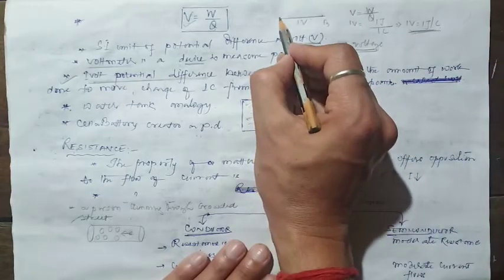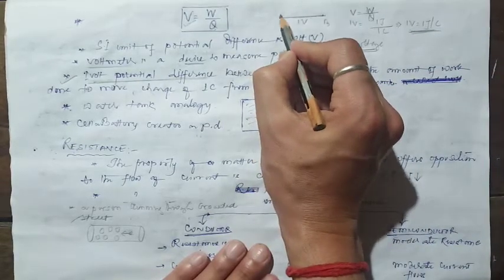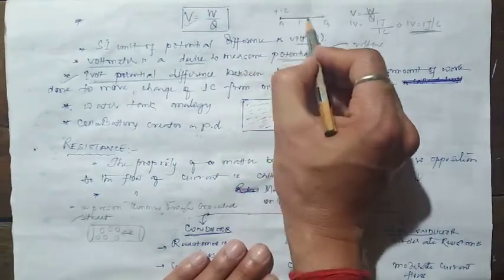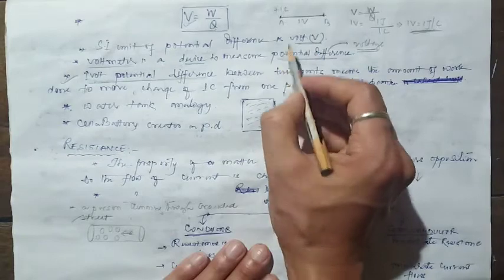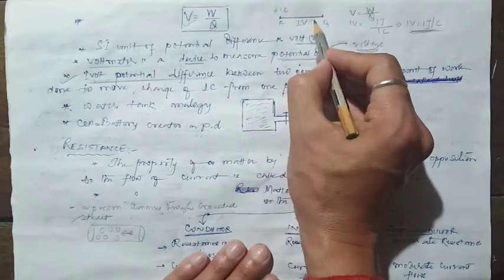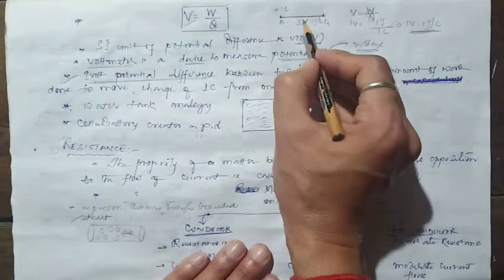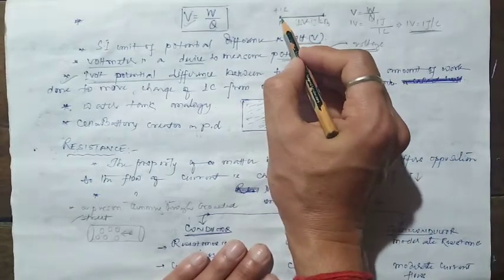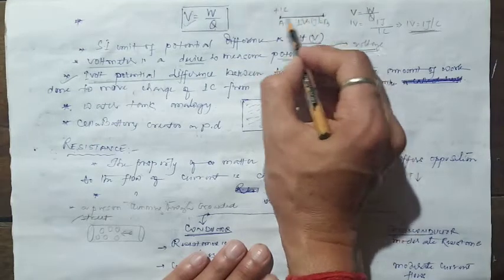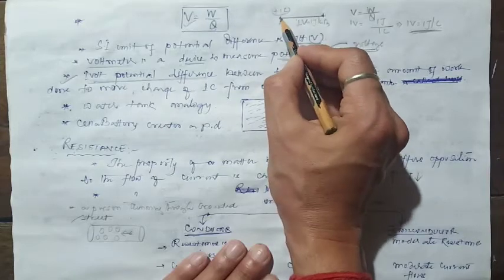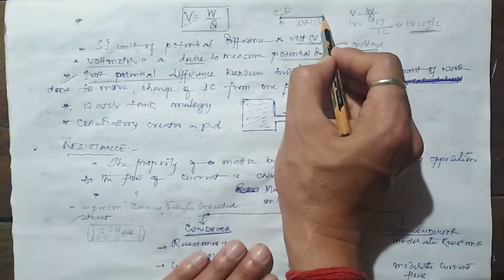That means suppose from point A to point B, if I want to carry 1 coulomb of charge, I have to spend 1 joule of energy. If I say the potential difference between 2 points is 1 volt, it means 1 volt is 1 joule per coulomb. To carry 1 coulomb of charge, we have to spend 1 joule of energy.